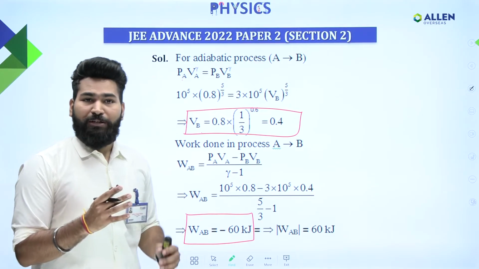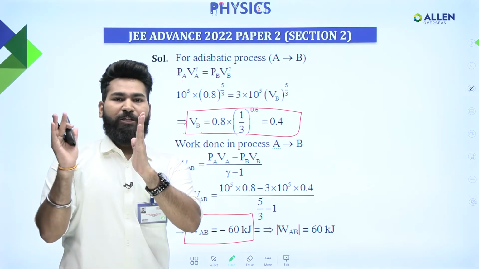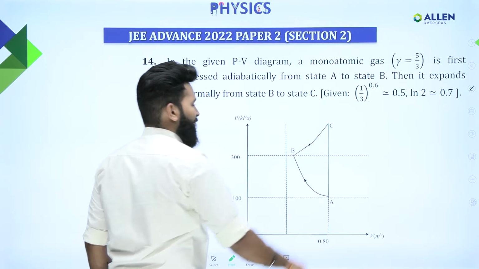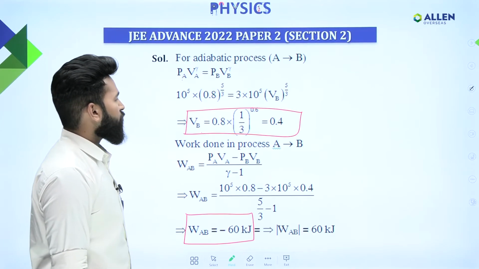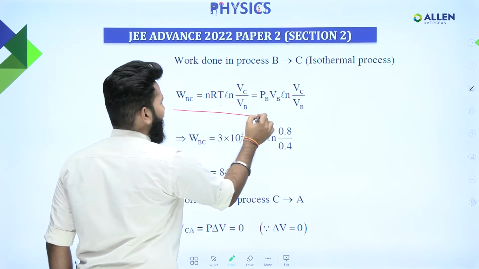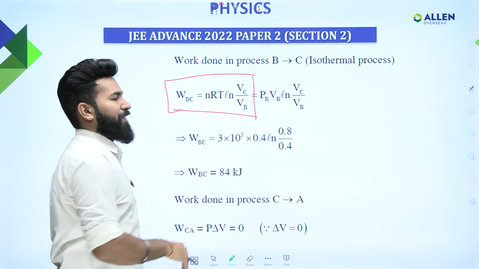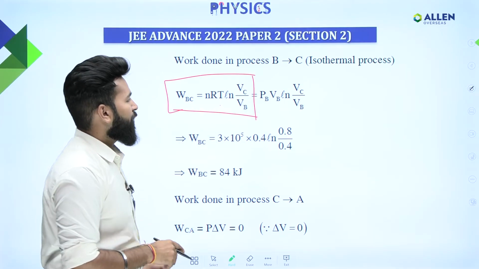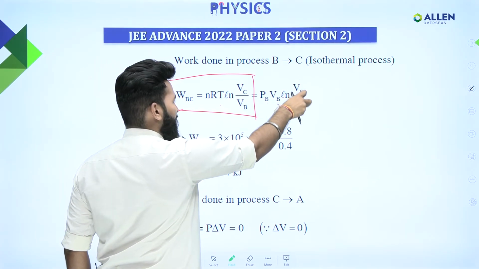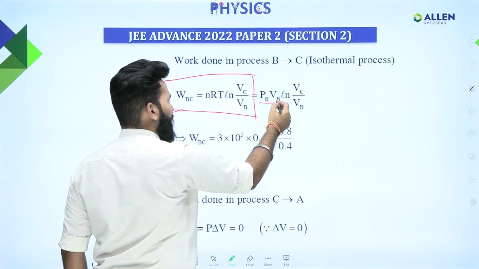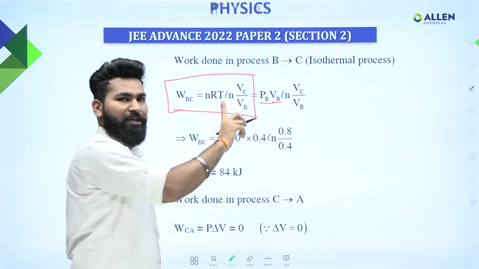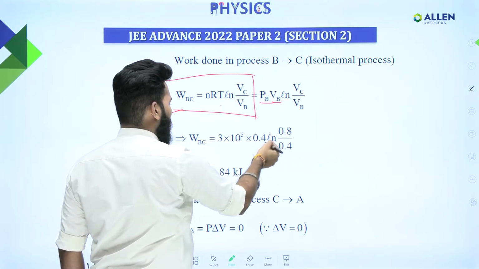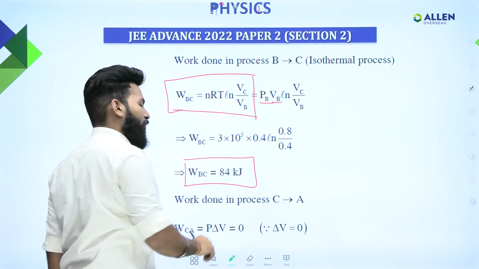Now, since we have to calculate the work done for the process A to B and then B to C, A to B is done. Now let's calculate it for B to C, and we know that the B to C process is an isothermal process. The work done for an isothermal process is given by nRT ln V2 by V1, that means the final volume divided by the initial volume. Final state is C and the initial was B, so it can also be written as PB VB ln Vc by Vb. Just put the values. We know the value of PB, Vb we have calculated while calculating the work done in path AB, and ln Vc by Vb. So just put the values and we'll get the answer as 84 kilojoule.